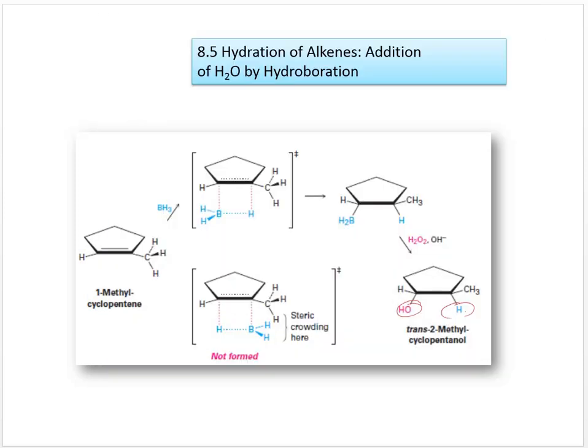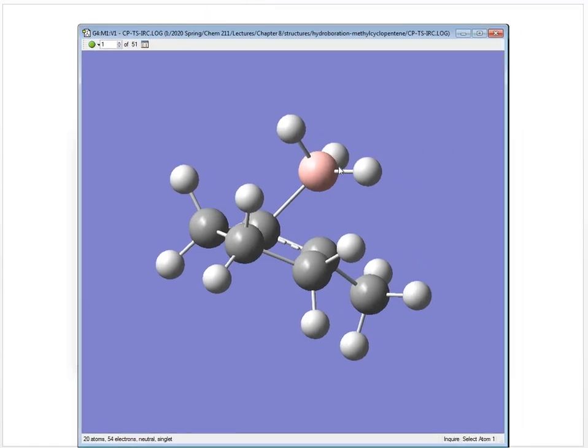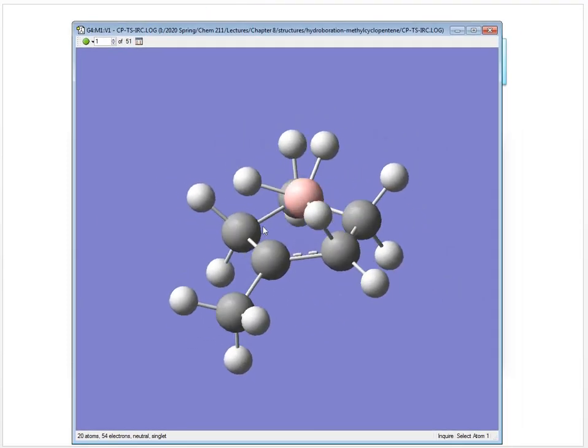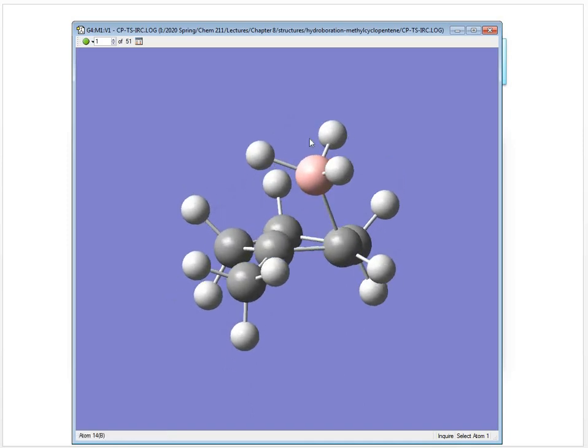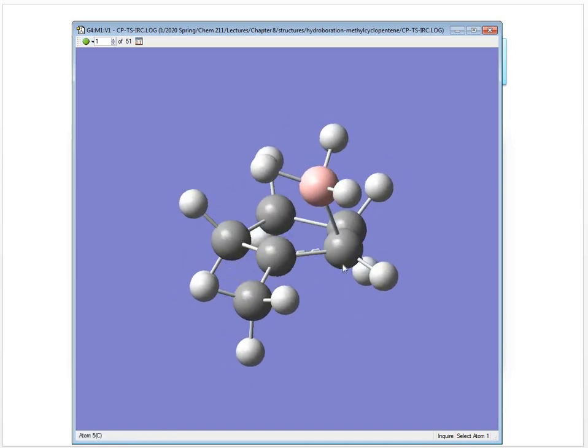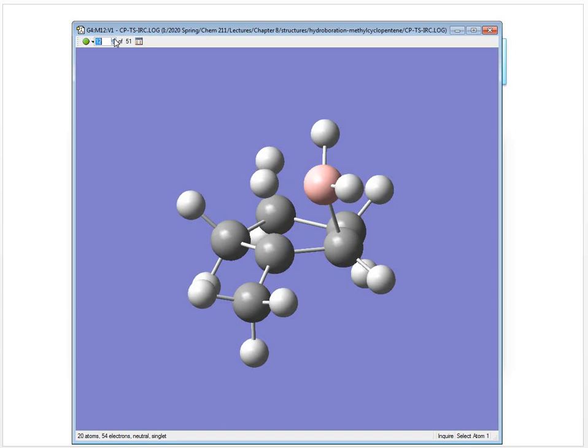I'm going to show another animation. It is this 1-methylcyclopentene. So let's say again we have BH3 and the alkene. We are going to see how it is happening. So see, the boron-hydrogen bond is breaking, the hydrogen-carbon bond is forming, this double bond is almost broken, and this carbon-boron bond formed.